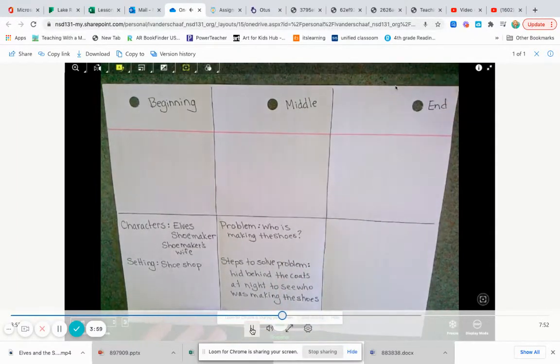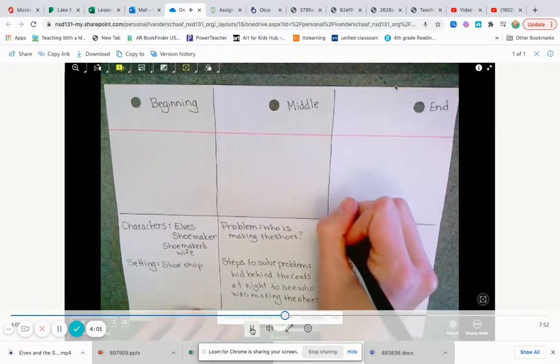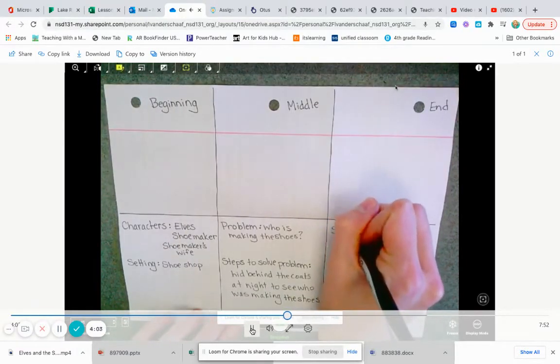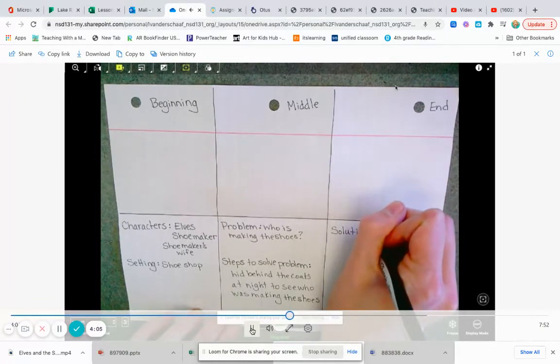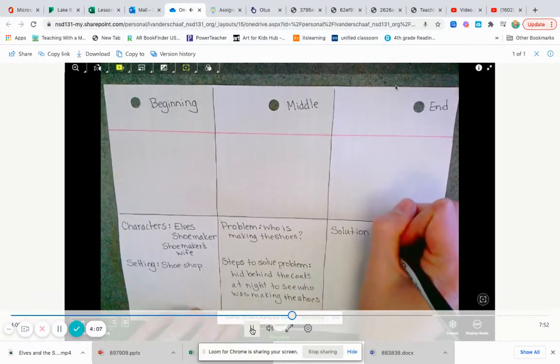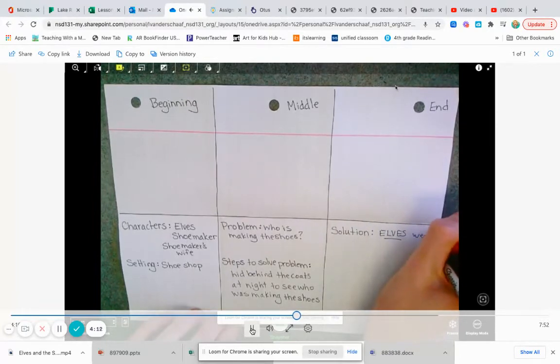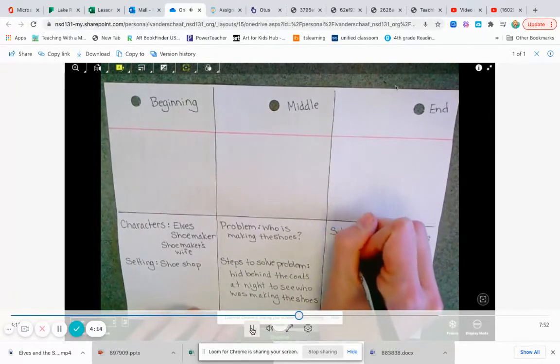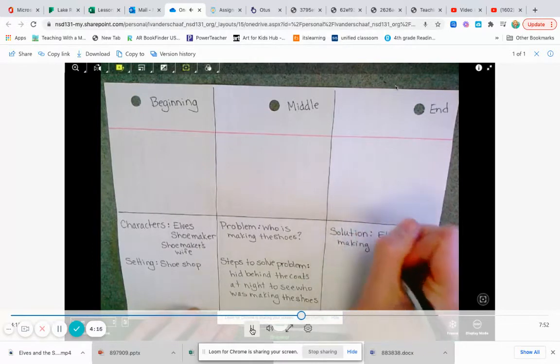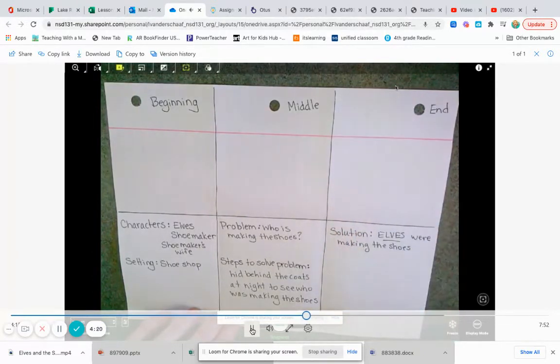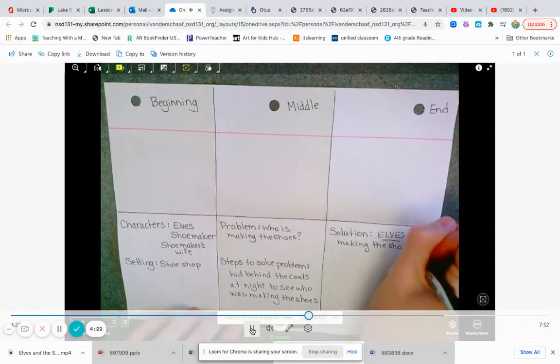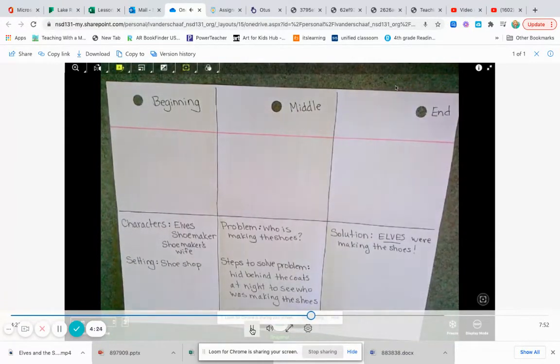And then when we get to the end is going to be the solution, or how did they solve the problem? So we figured out the mystery. We learned that the elves were making the shoes. The elves are making the shoes. Woohoo! And then it also ties it up in a nice little bow for us because the shoemaker and his wife do something really nice for the elves.